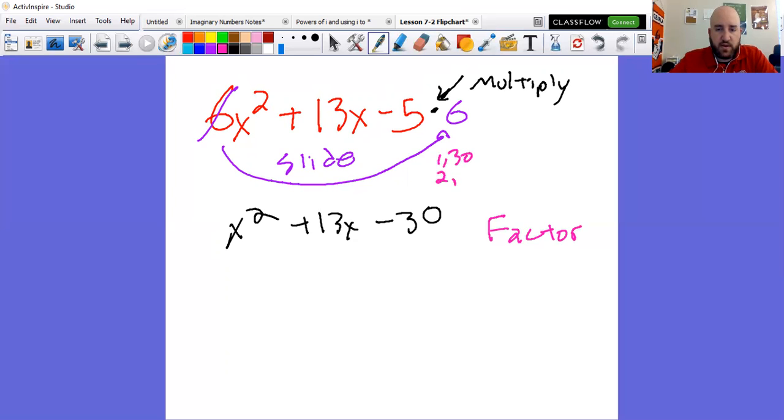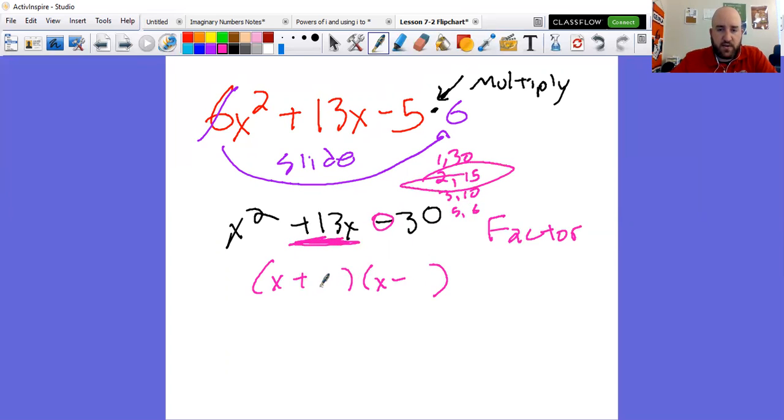1 and 30, 2 and 15, 3 and 10, 5 and 6. Since this is negative, again, I know one's going to be positive, one's going to be negative. Again, your eyes are probably going to be drawn to 3 and 10, but if I do 10 minus 3, that's 7. If I do 3 minus 10, that's negative 7. That's not giving me 13. So I've actually got to use 15 and 2. Since this is positive, I'm going to have positive 15, negative 2.